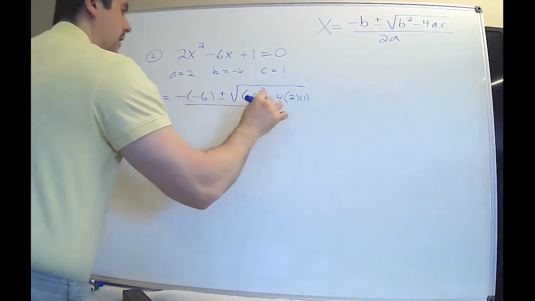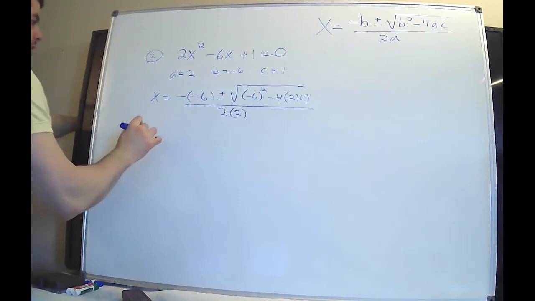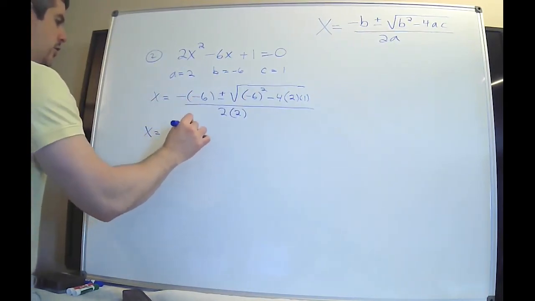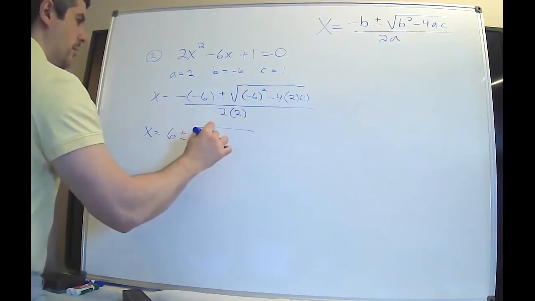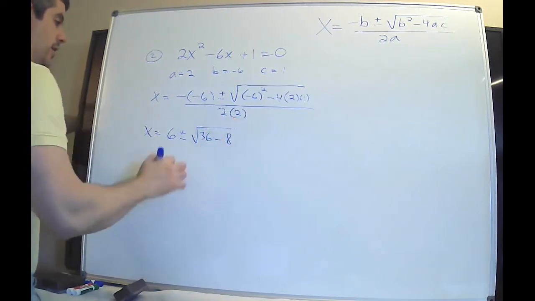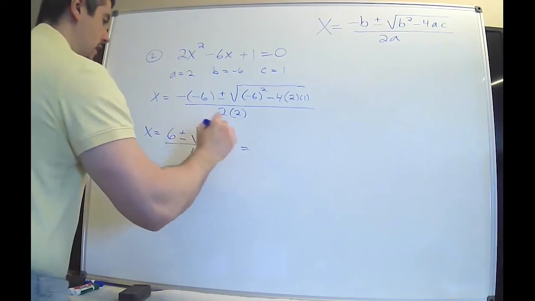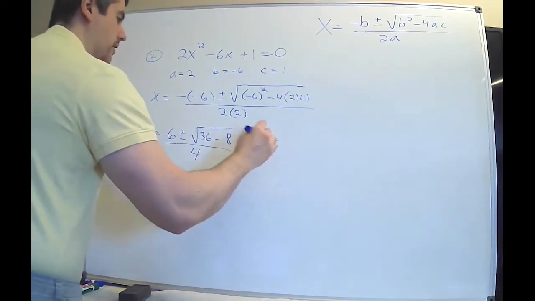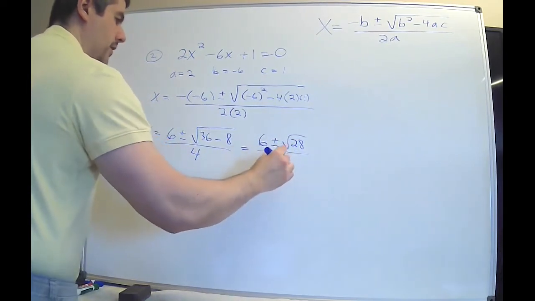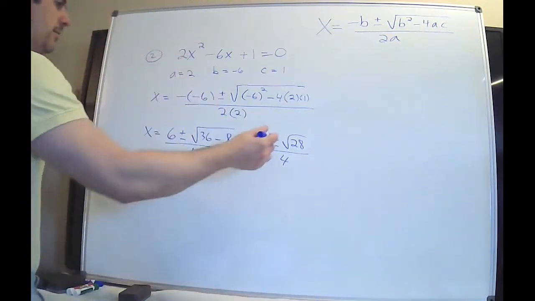That whole thing over twice A. 2 times A is 2? So negative 6 is plus 6. Negative 6 squared is 36. Minus, well, 8. Again, I went too far. 2 times 2, 4. Inside the radical, you're going to have a 28, right? 36 take away 8. You don't have to do any of this in your head, by the way. This is what you have a calculator for. Use it if you need it.